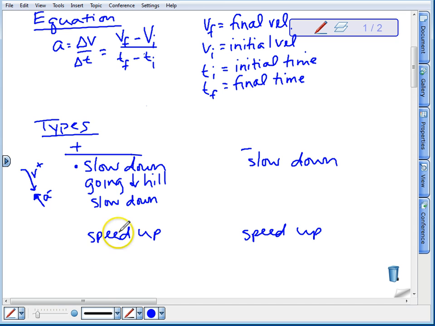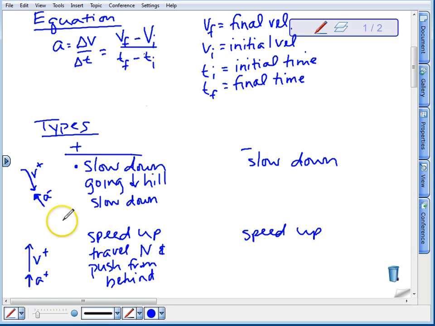We could also have a positive velocity and a positive acceleration that speeds us up. If we are traveling north and someone pushes from behind, right? If we're traveling northward and someone comes along and gives us a little boost, our velocity is positive and our acceleration, that boost, is going to push us in that same direction, so we're going to speed up in the northward direction.